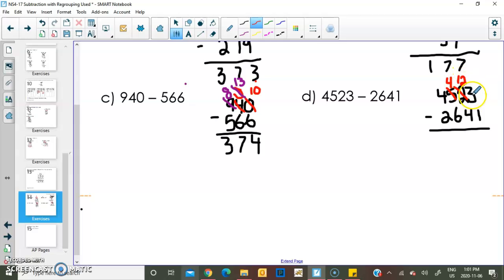Good. Let's see if we're done regrouping. Okay, so if we have 12 cookies, we can give 4 away. Check. Ooh, I think we need to regroup. If I have 4 cookies, can I give 6 away? I hope you're shaking your heads no at home. So we need to regroup one of the thousands and turn it into 10 hundreds, okay? So 4,000 minus 1,000 equals 3,000. 10 hundreds plus 4 hundreds equals 14 hundreds.